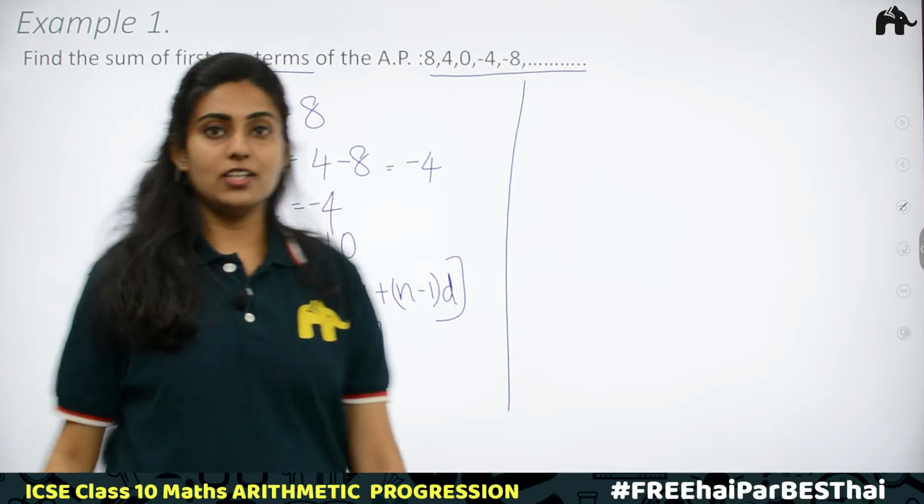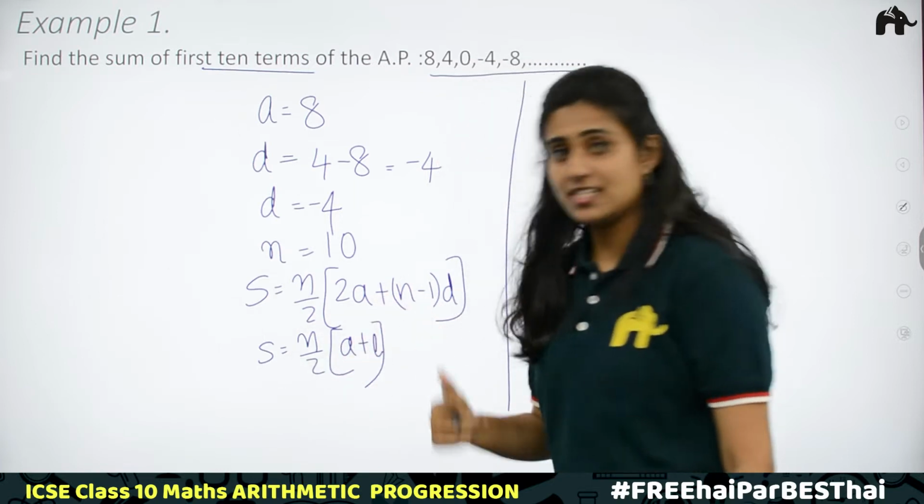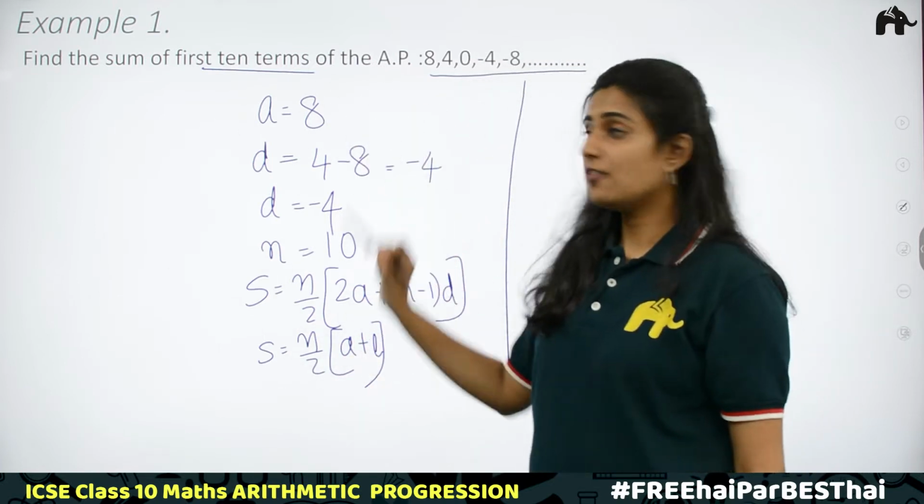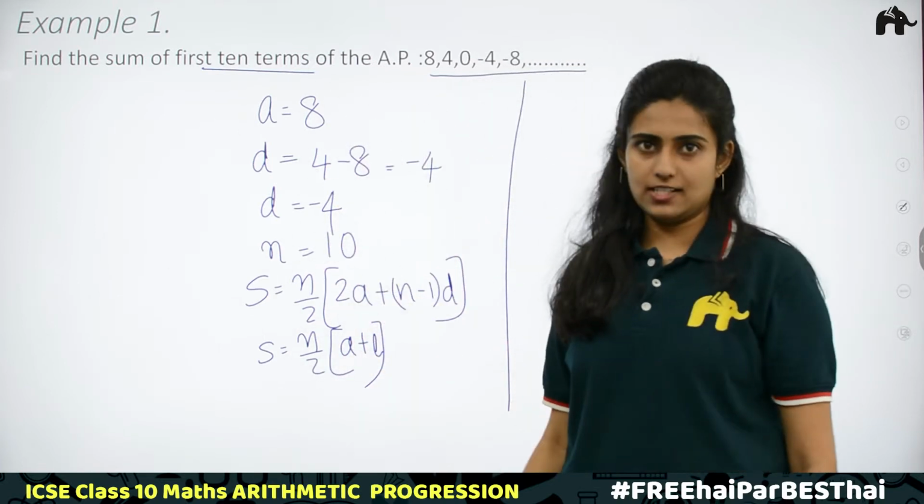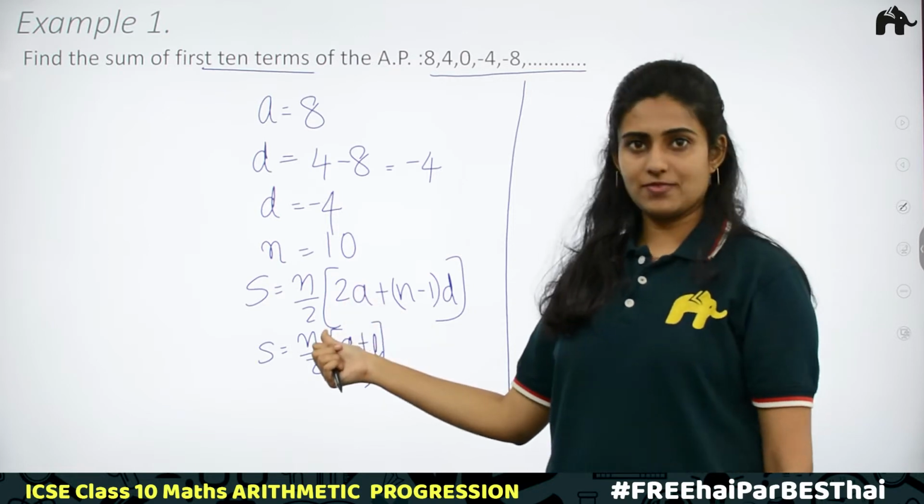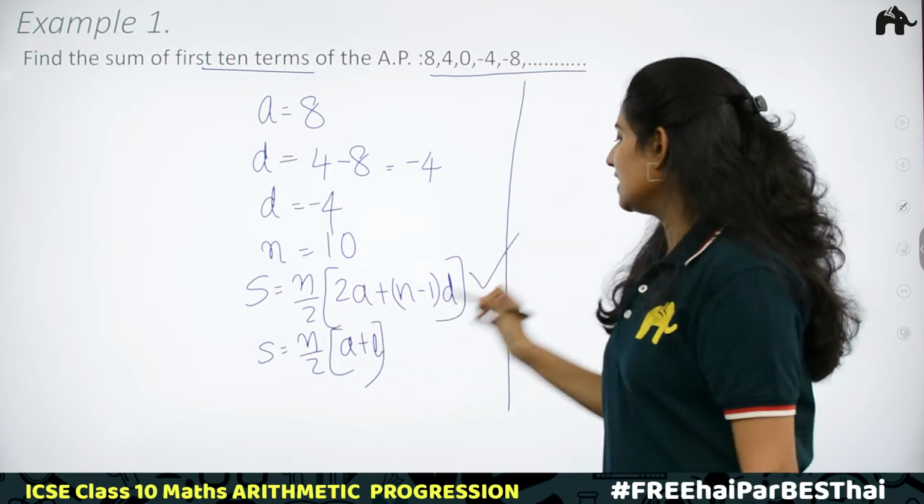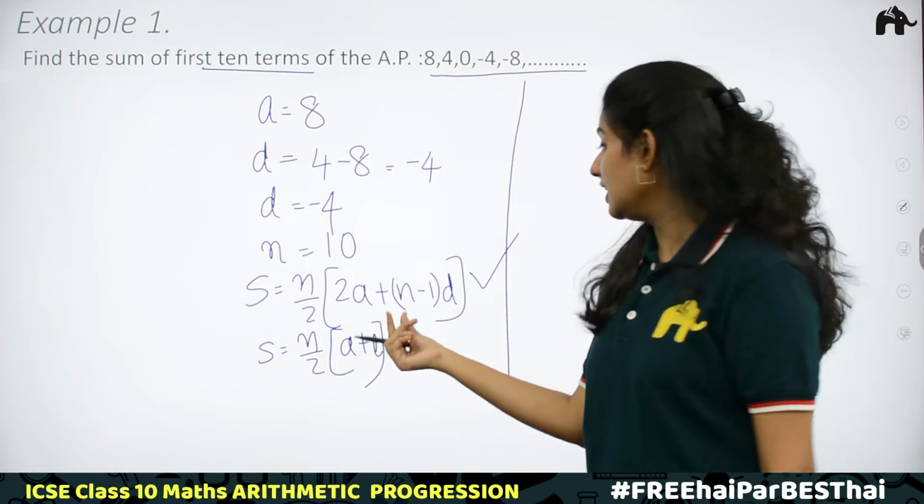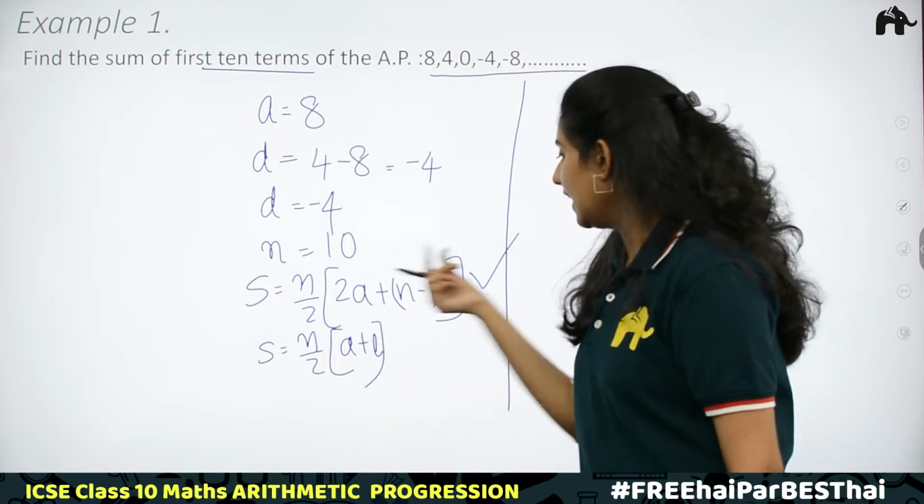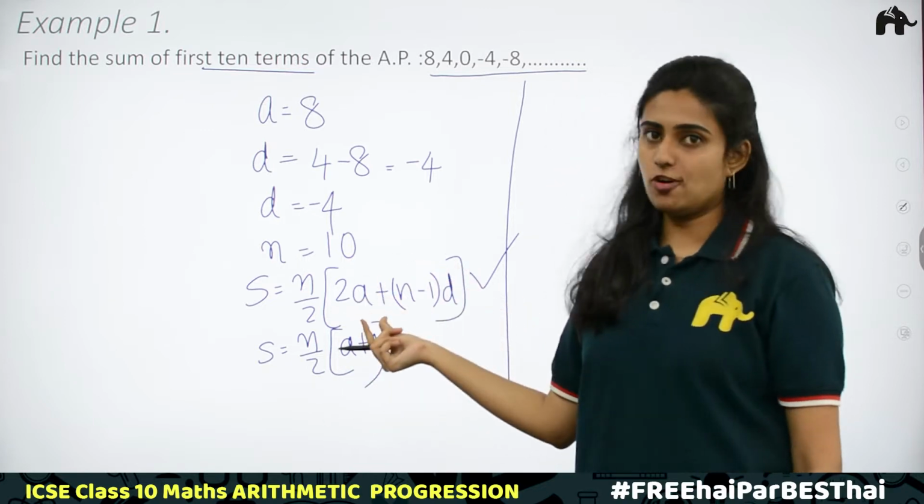Which one will we use here? Here in this question, we know what a is, what d is and what n is. Which one should we use? First one, right? Correct. Because we don't know the nth term or the last term. We know what a is, what d is and what n is.